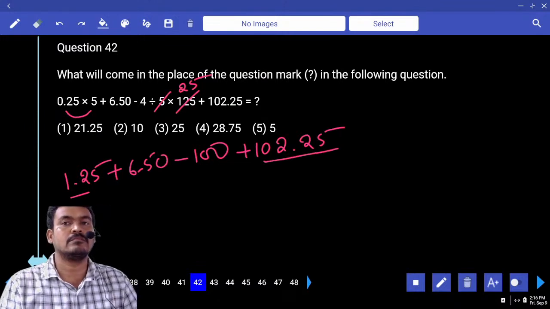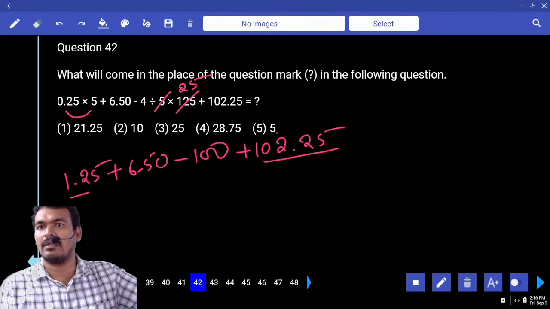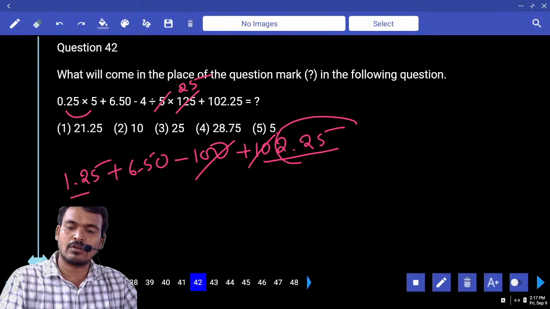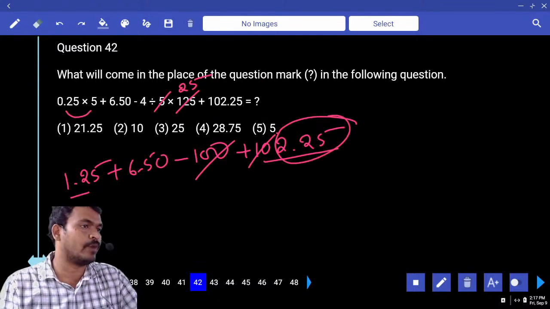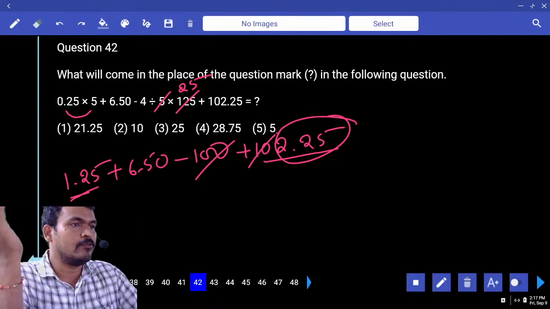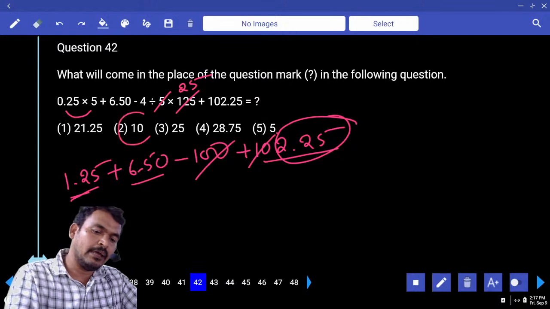Total how much? Wait. Already out of 102, already 100, or not? 100 gets cancelled or not? What is the remaining value in 102.25? 2.25. 2.25 plus 1.25, 3.5, plus 6.5. How much? 10 or not?